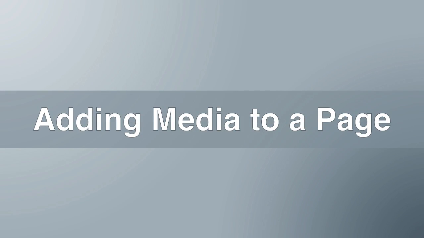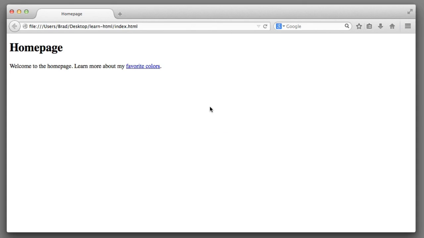In this section of the course, we will learn about the HTML elements that allow us to add media to our web pages. In this particular lesson, we will learn how to add an image to a web page. Here is an example page from an earlier lesson in the course. Let's give ourselves a goal. Let's imagine that we want to add an image to this page.